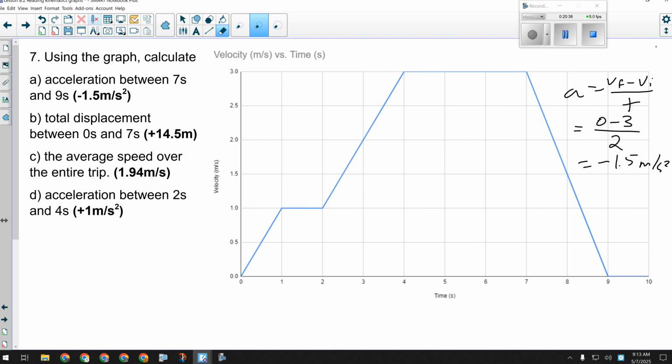Okay, I love the analysis. Like you were looking at that and going, but they're going forwards. You're absolutely right, they are. But they're slowing down. And to slow down, you have to accelerate in the opposite direction.